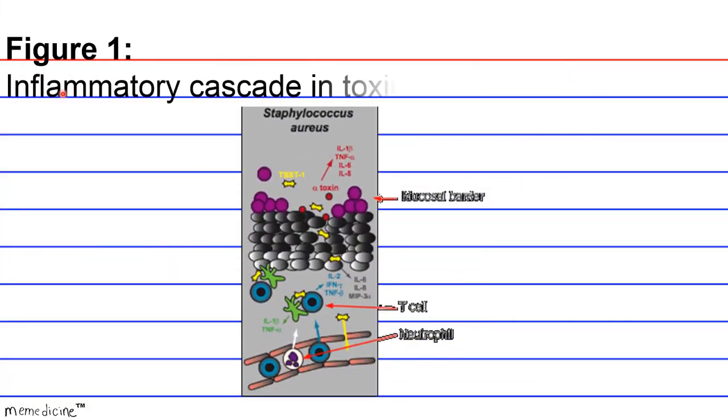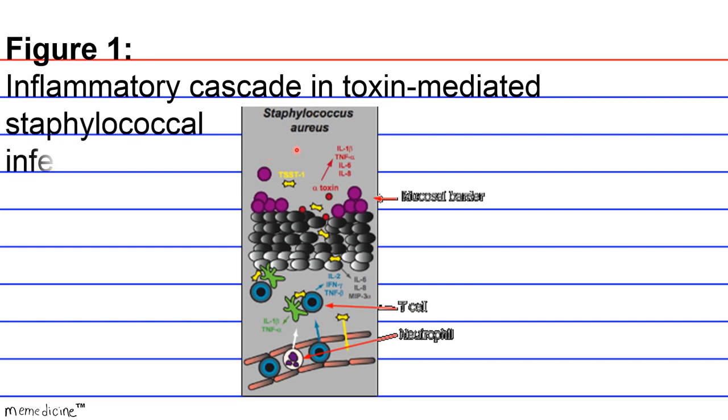Figure 1. Inflammatory cascade in toxin-mediated staphylococcal infections. So here you see the TSST1 antigen binding, the release of alpha toxins, tumor necrosis factors, and interleukins. And it's penetrating the mucosal barrier and setting off a T cell cascade. All right.